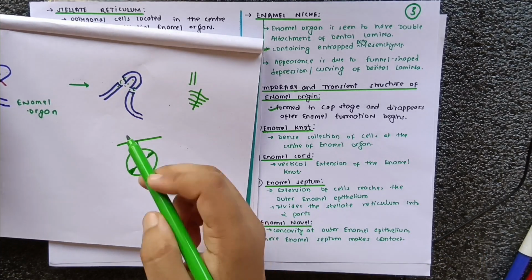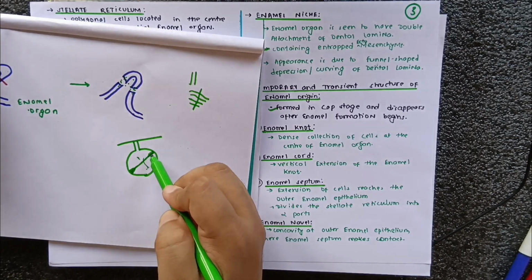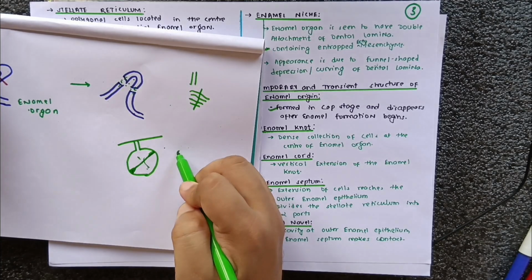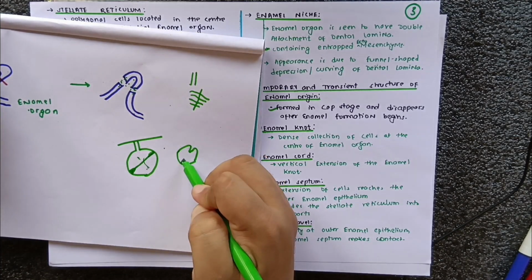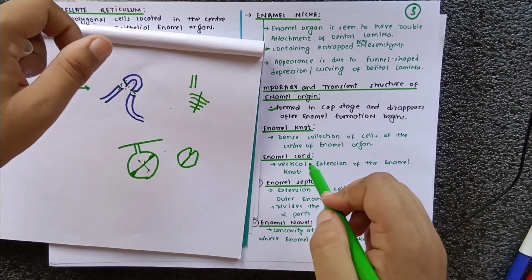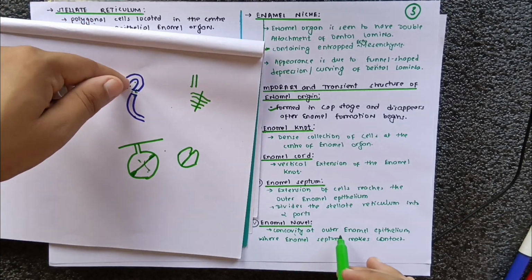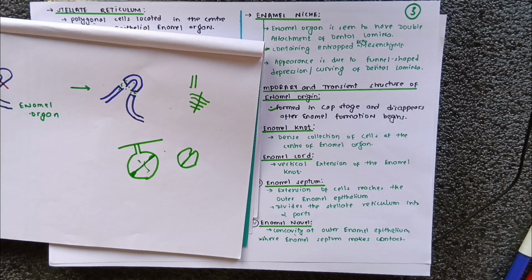And where this enamel cord touches the outer enamel epithelium, at that side a structure like this is formed. It means that the outer enamel epithelium is also moving towards the enamel cord side, so a concavity is formed. There is a concavity formed at the outer enamel epithelium where the enamel septum makes contact. So a concavity is formed near the outer enamel epithelium.